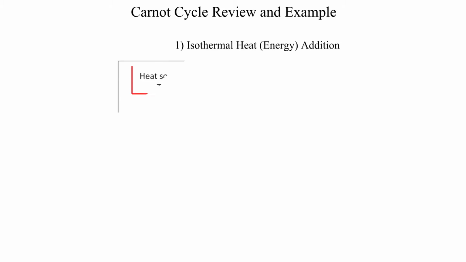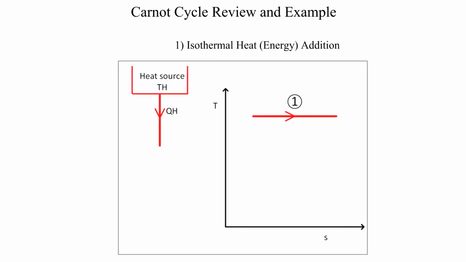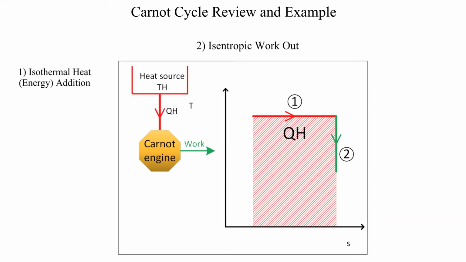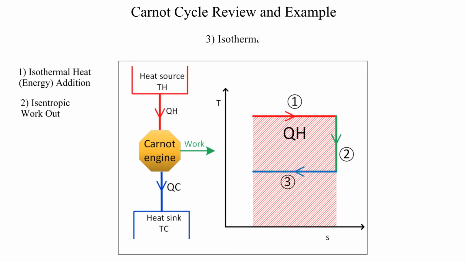Let's review the four processes that make up a Carnot cycle on a TS diagram, starting with isothermal heat addition. Recall that the area under the heat addition curve on a TS diagram for a Carnot cycle represents the amount of heat added to the cycle. The second process for a Carnot cycle is isentropic work out. The third process is isothermal heat rejection.